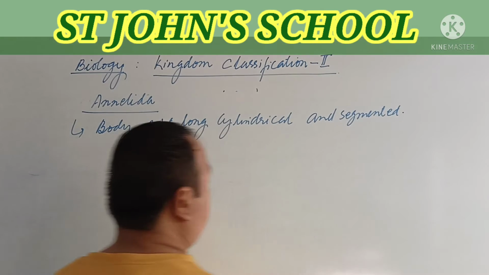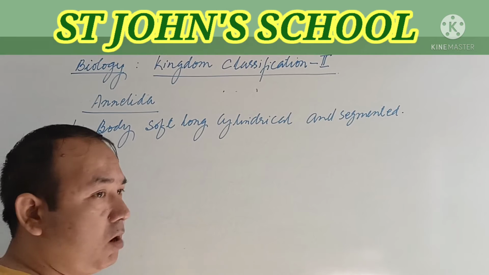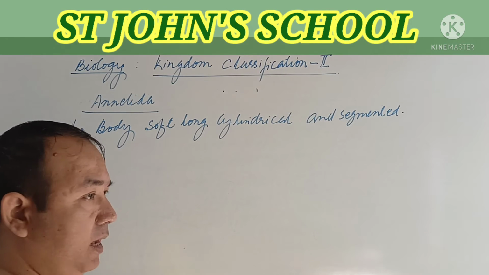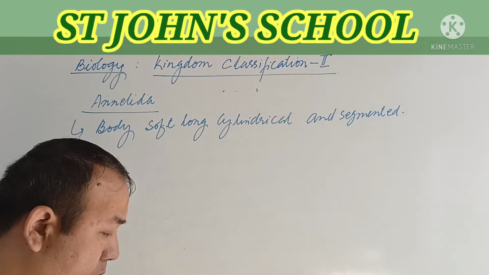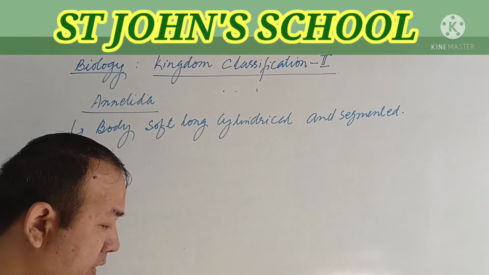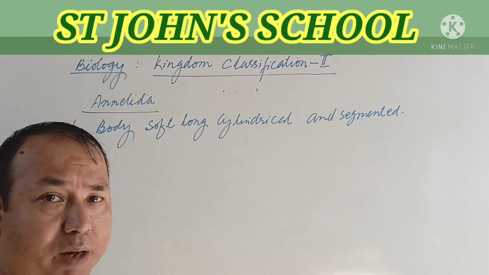Okay, if you see its body properly, the body is divided by circular rings. Circular rings are present on their body. Here it is given in the book: they contain numerous ring-like segments.